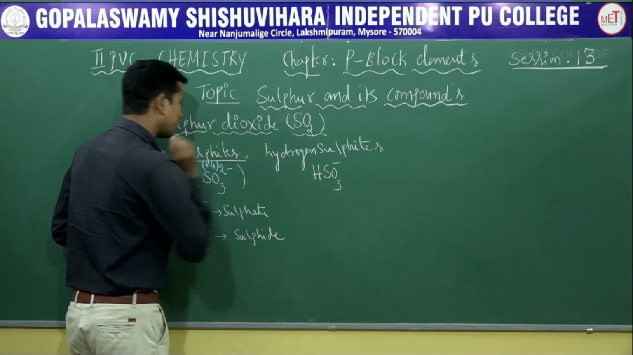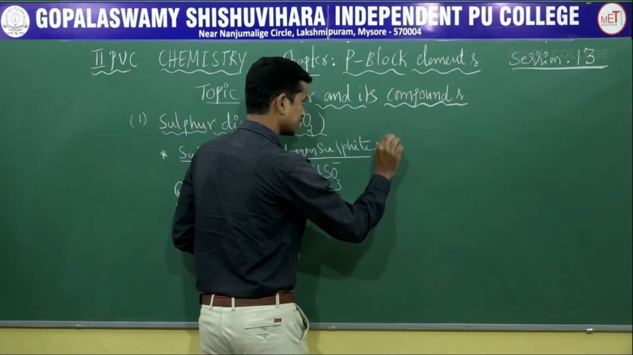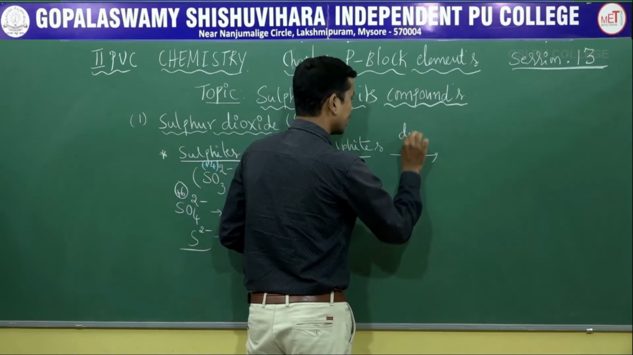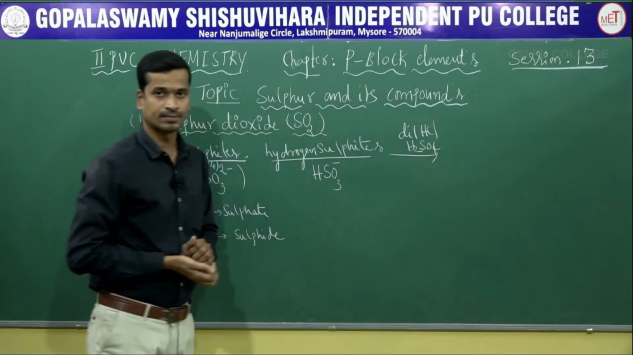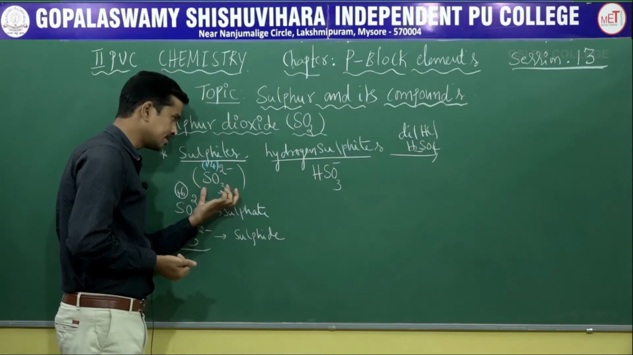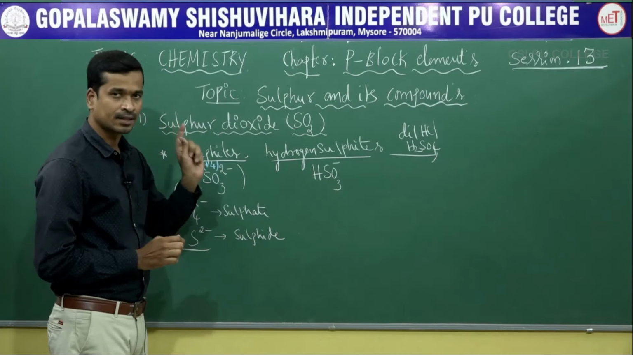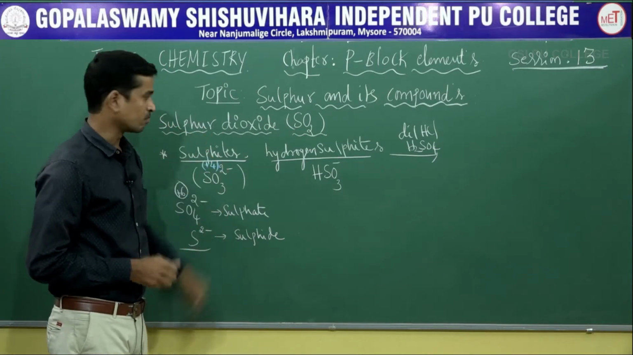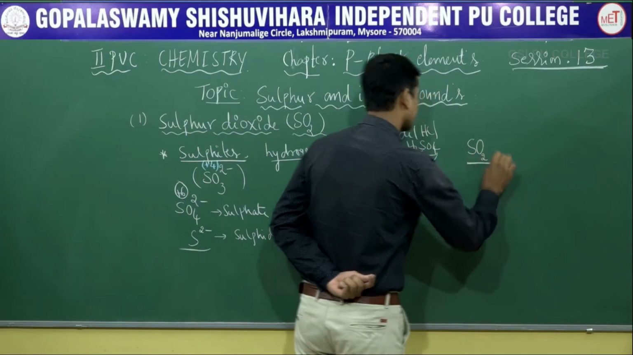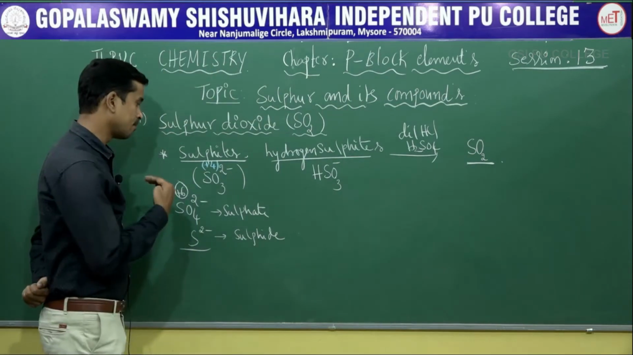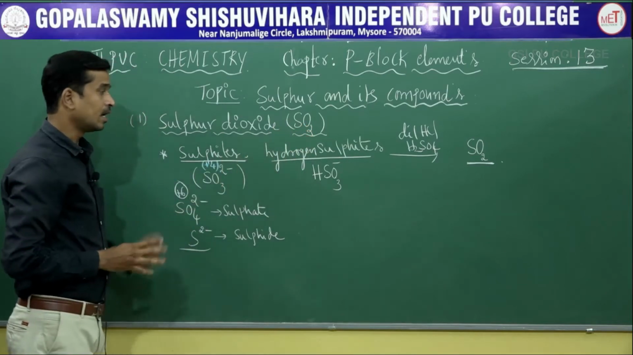The salts of sulfites and hydrogen sulfites can be treated with dilute HCl or H2SO4 to give sulfur dioxide gas. It is the first method of preparation of sulfur dioxide in the laboratory.